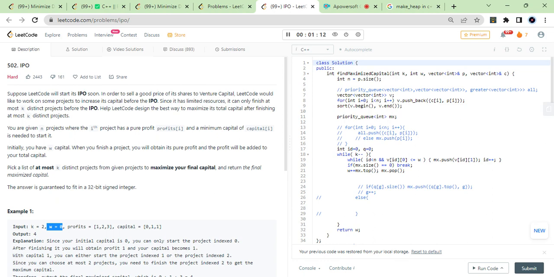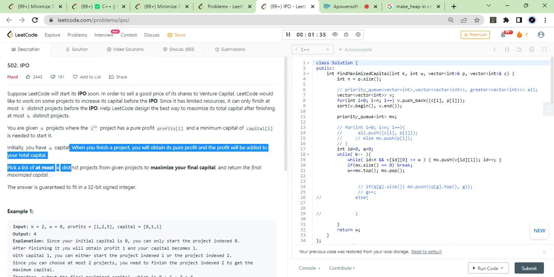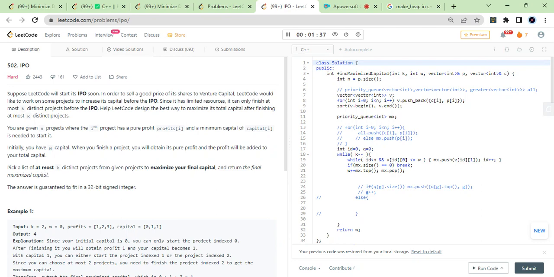Then you will get your next W, the next capital that you can go for. And then you will update your capital, and you will take some more elements which you can now take because your capital has increased. So you will pick some more projects. Obviously, you remove the previous one so that it does not come again. Then you see all those which give you maximum profit, and you take that. So the maximum profit will be added to your capital. There are multiple ways to do this. The only thing is the logic for this problem.